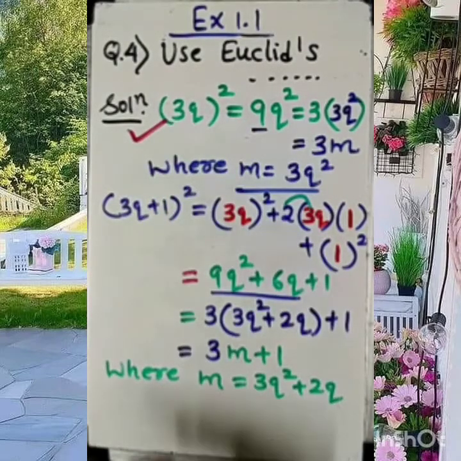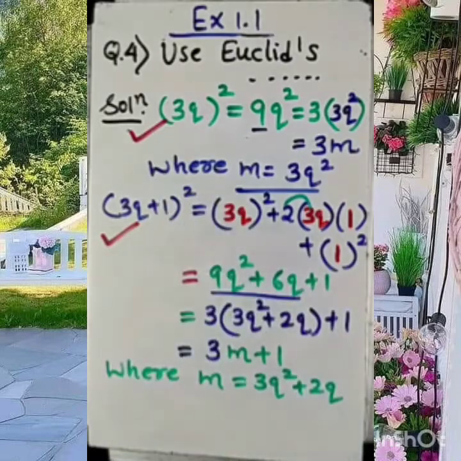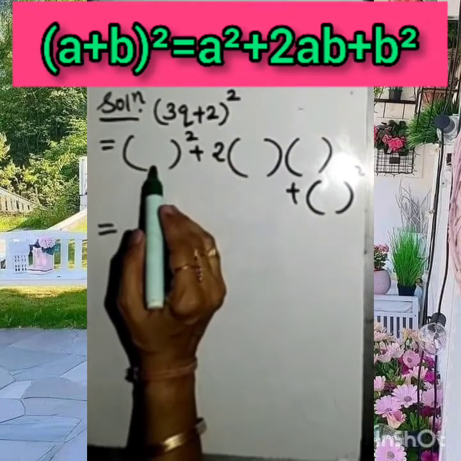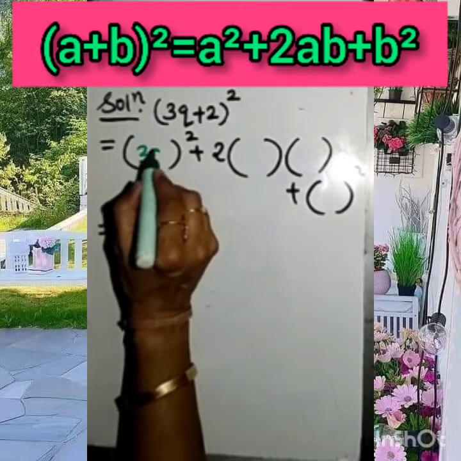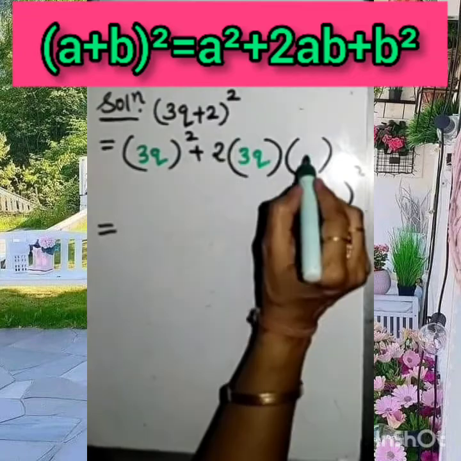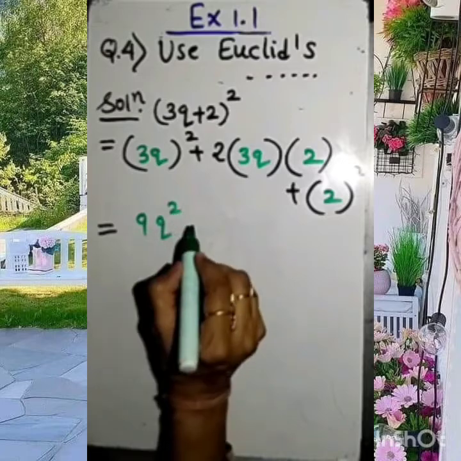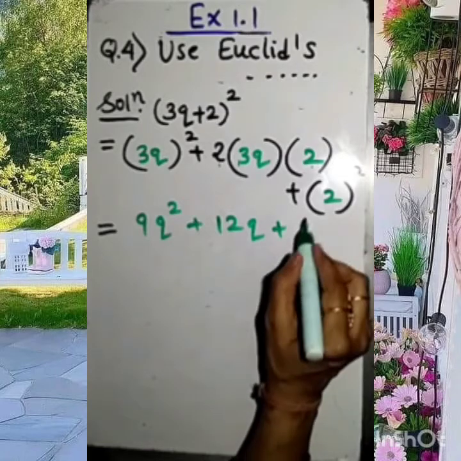Then we have found it for (3q plus 1) whole square. Now we have to find it for (3q plus 2) whole square. So let's work on that. Again we apply the square identity, a square plus 2ab plus b square. What is a here? 3q. What is b? That is 2. So what is (3q) whole square? It will be 9q square, plus 2 times 3 times 2 is 12q, plus 2 square, which is 4.